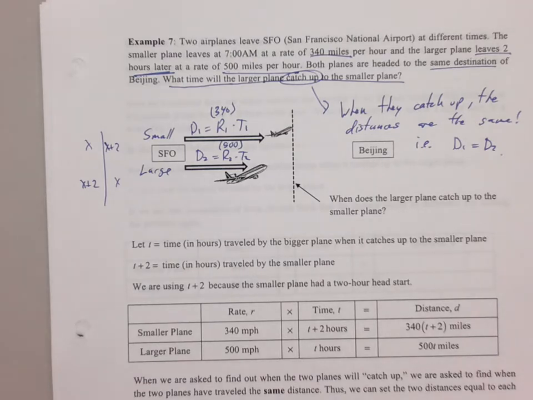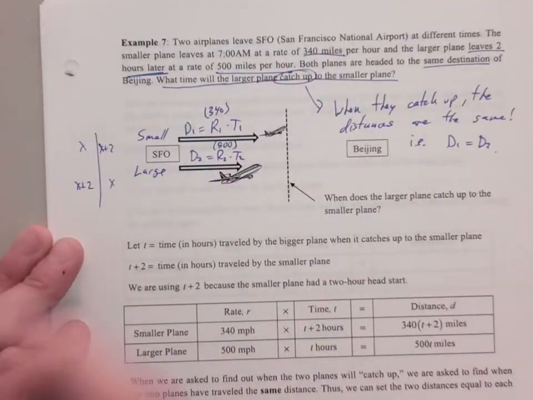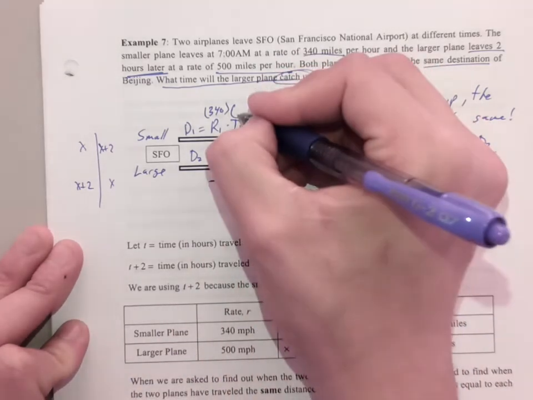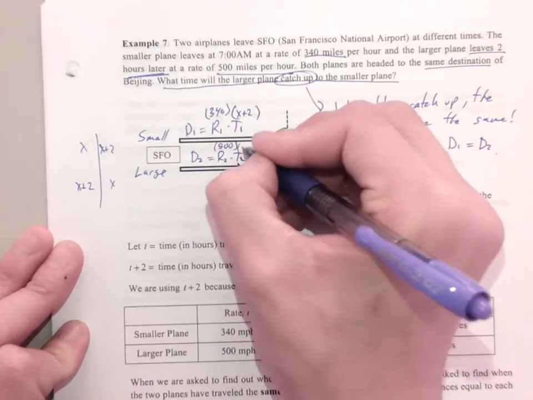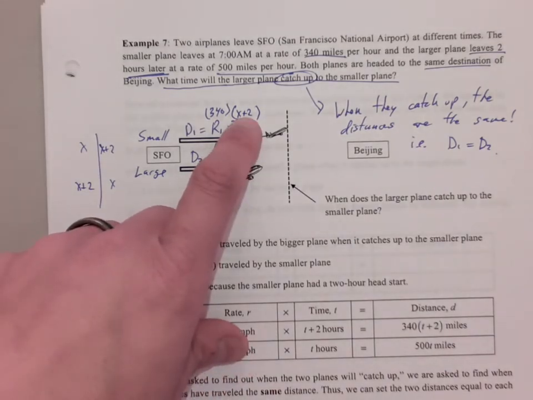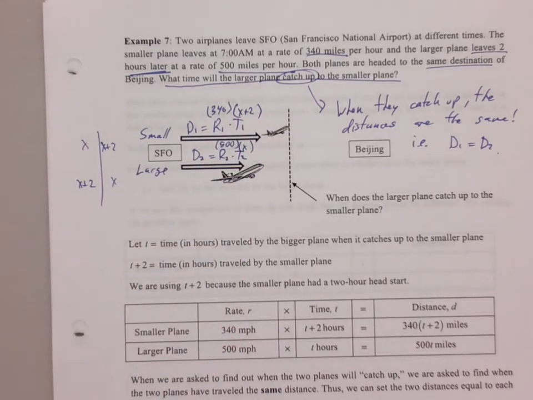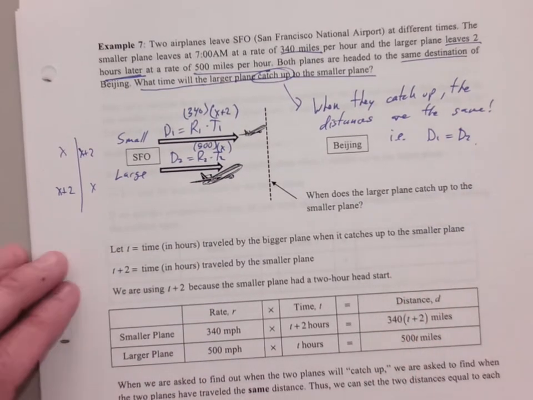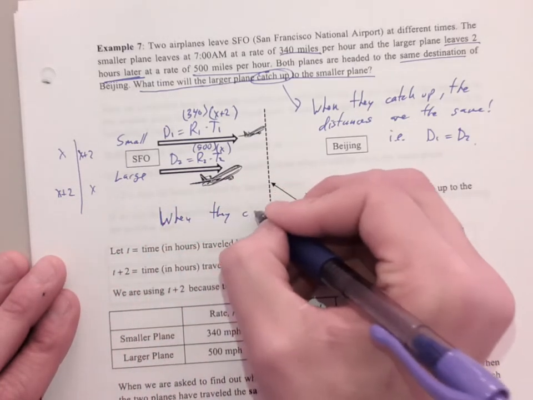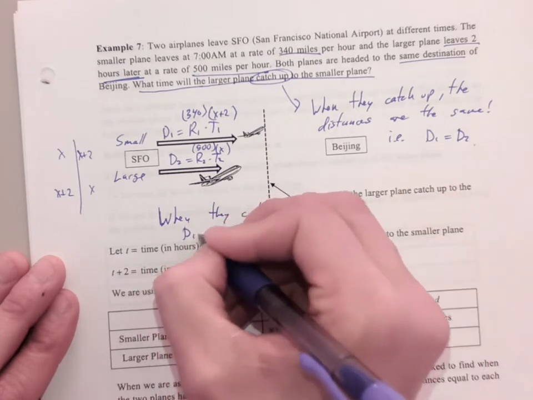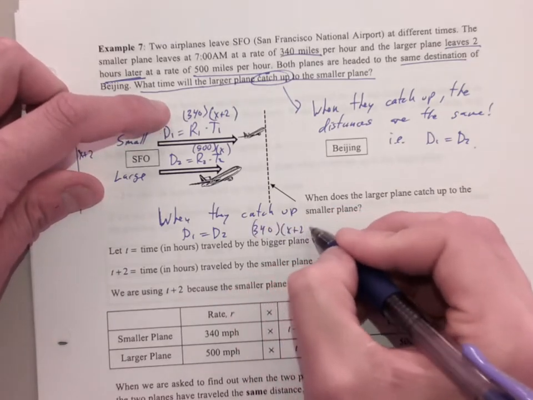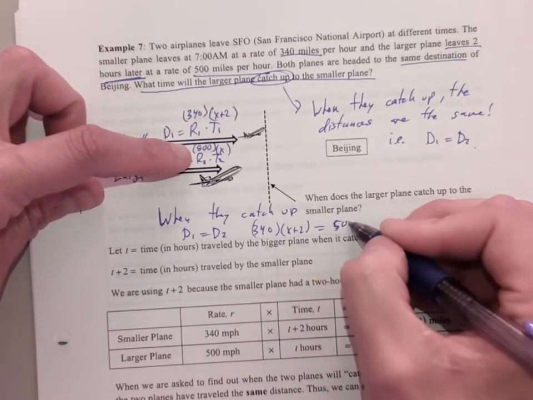Hopefully, after thinking it through, you should pause and think before you move on. Because this has 2 more hours, we're going to call this x plus 2, and then this will just have x on it. Hopefully that makes more sense, because this has 2 more hours traveling time than this one here. And when they catch up, D1 is D2, so what does that mean? I have 340 times x plus 2 is going to be equal to 500 times x.